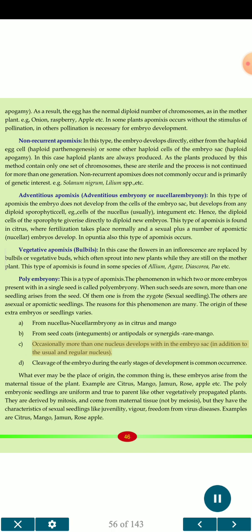Occasionally more than one nucleus develops within the embryo sac in addition to the usual and regular nucleus. Cleavage of the embryo during the early stages of development is a common occurrence. Whatever may be the place of origin, the common thing is, these embryos arise from the maternal tissue of the plant. Examples are citrus, mango, jamun, rose, apple, etc.